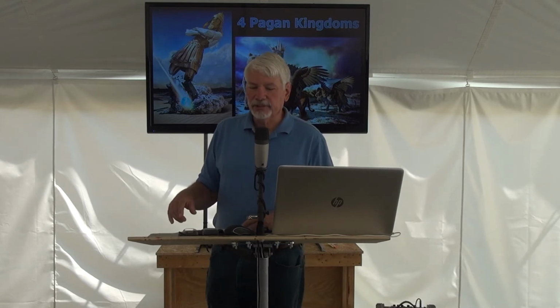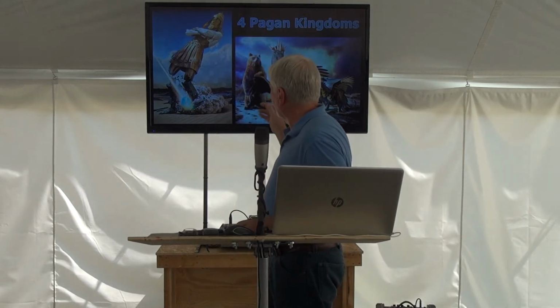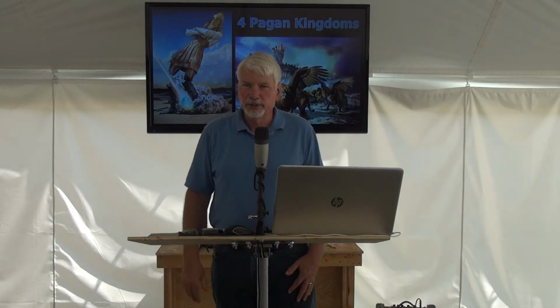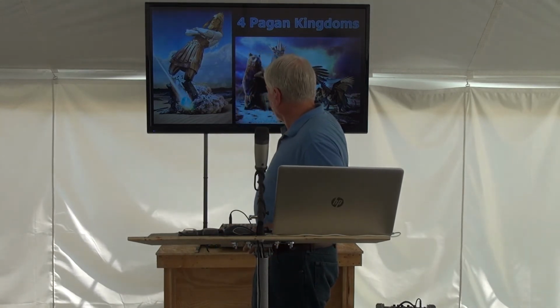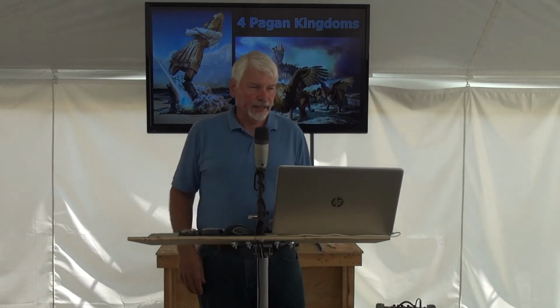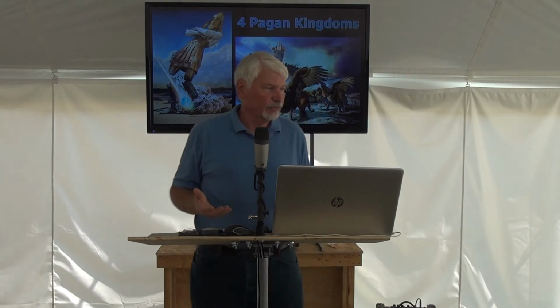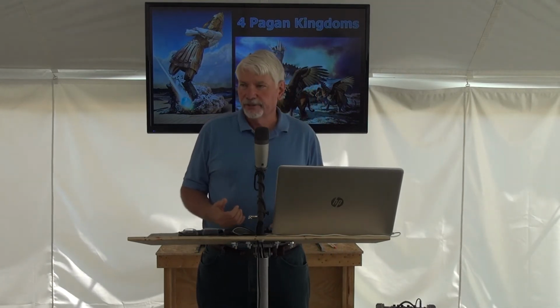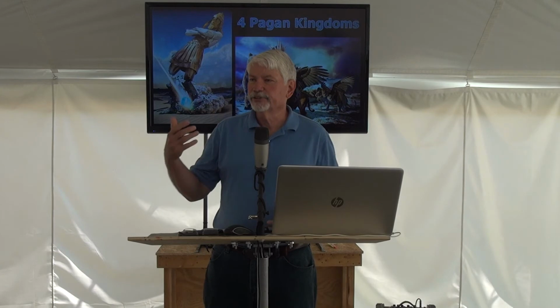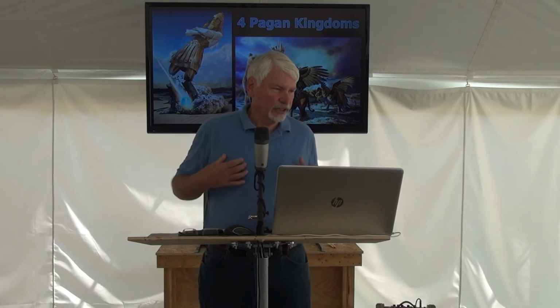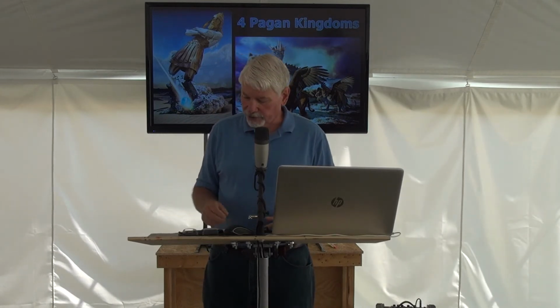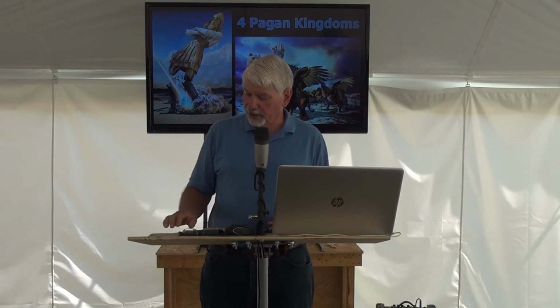If we look at what you see on the screen there, we see Nebuchadnezzar's image on the left, and Daniel's dream on the right of four animals, and these are, as I said before, parallel to each other. The head is parallel to the first animal. The chest is parallel to the second animal, and so forth. So the head would be Nebuchadnezzar.